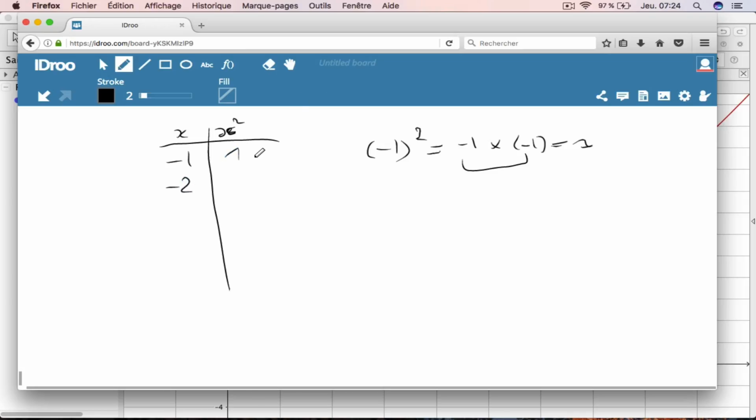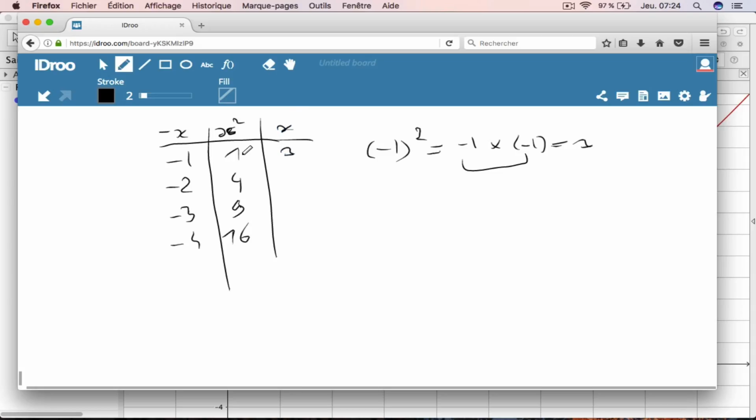-2 times -2 equals 4. -3 times -3 equals 9, and so on. So what can we observe? We can observe a kind of symmetry, because that's the same as the positive numbers. If we look at positive numbers, we've got the same. Let's say that's -x, and let's look here.